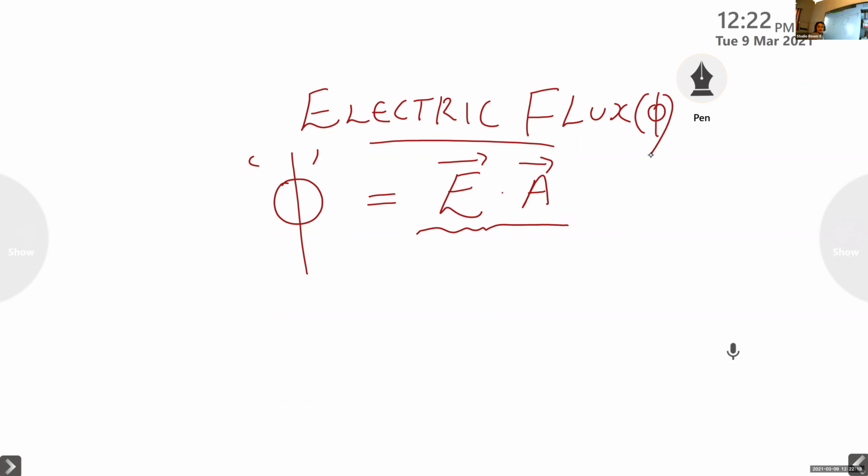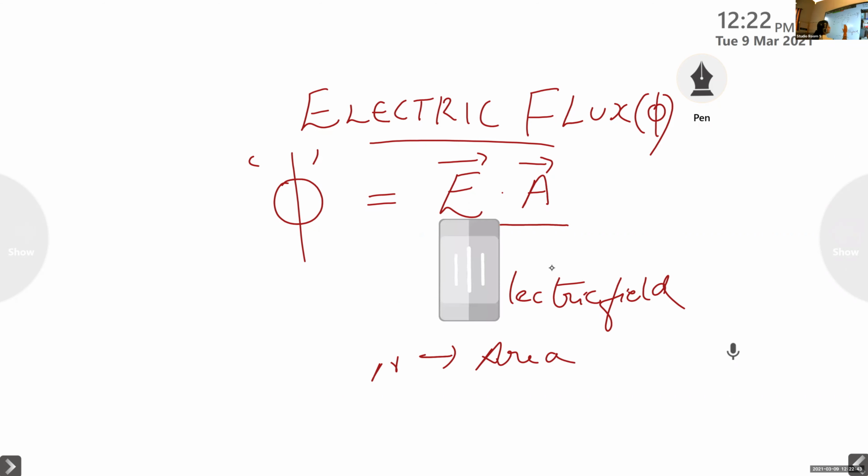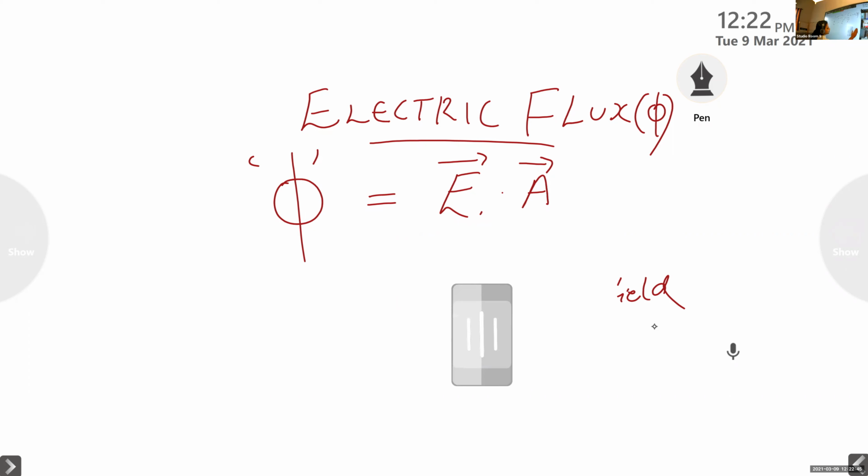So the equation for calculating phi is phi equals vector E dot vector A, where vector E is the electric field vector and vector A is the area vector, because here the electric field lines are passing through a given area. So phi can be calculated using the equation vector E dot vector A.